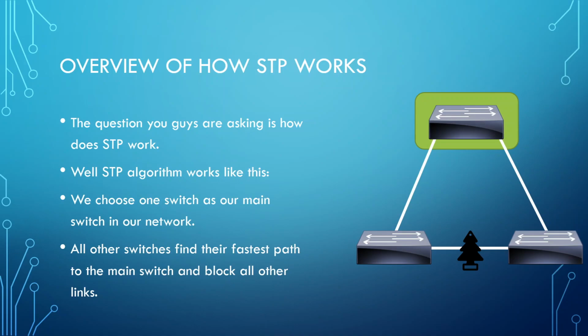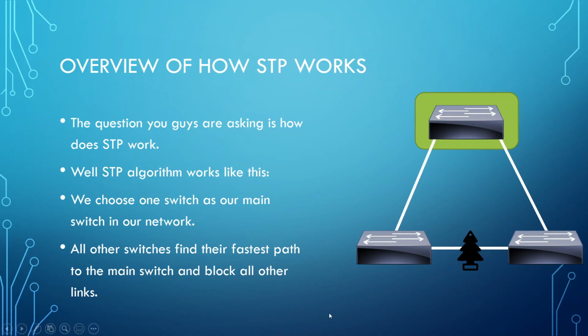So like how when we want to travel to the office in the morning, we choose the fastest route. It's exactly the same thing. These switches choose their fastest route to reach that main switch. And then what about links which aren't part of that fastest route? Then we just block those links. And if you think about it, that's exactly what we do when we travel to the office in the morning. We take the fastest path. We ignore all the redundant links until the need arises for us to use those redundant routes. That's exactly how STP works.